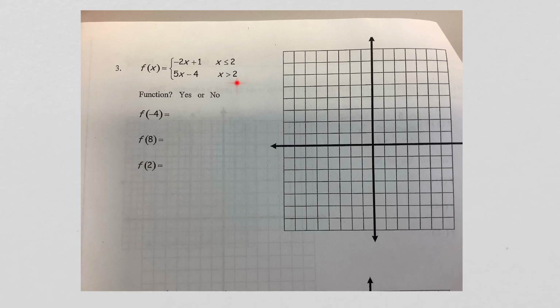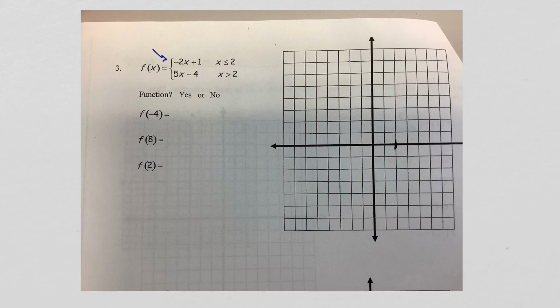So the first thing I'm going to do is graph it. And in order to do that, I'm going to look at this transition point. You can see that transition point right there is at x equals 2. So just like I showed in the last video, I'm going to put a little tick right there to indicate, all right, that's the x value for which it transitions.